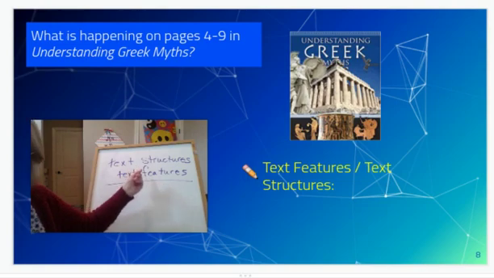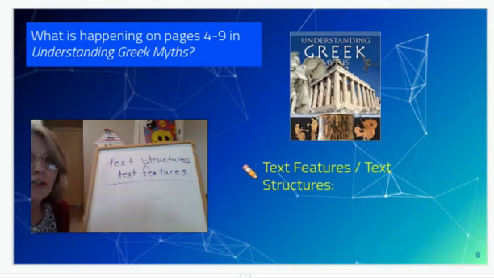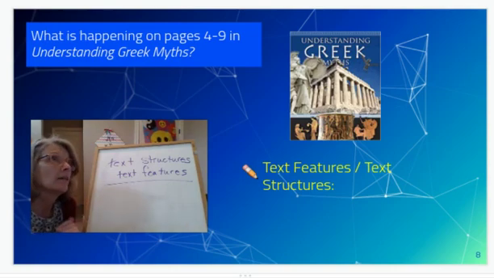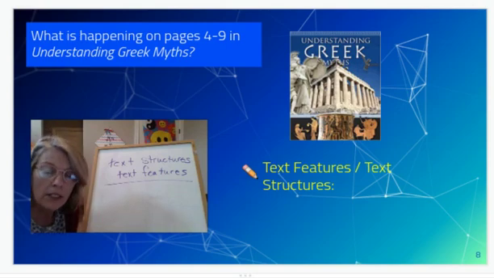Now, we talked about text structures as cause and effect. What were some of the others, guys? My brain just went blank. Cause and effect, compare and contrast, those type of things.